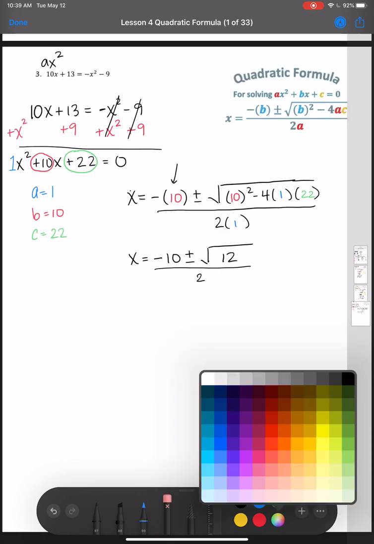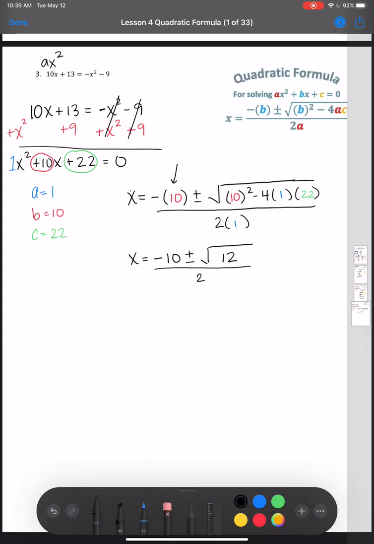One more time, we're going to simplify radical 12. Hopefully you know that there are not many factors of 12, and one of those is a perfect square. That's radical 4, and it's 4 times 3. The square root of 4 is 2. So this is 2 radical 3. Negative 10 plus or minus 2 radical 3, divided by 2.